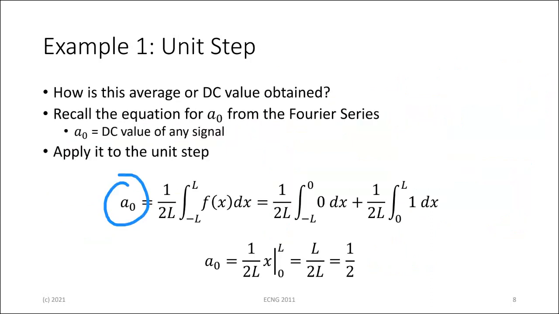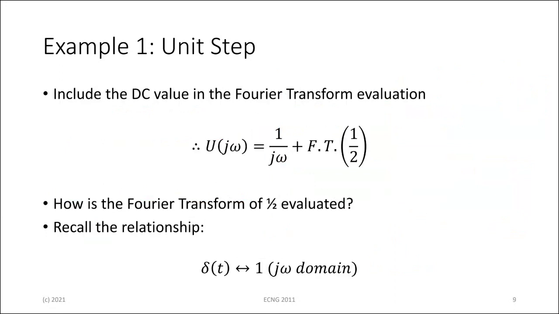So the answer that we're looking for is that the Fourier transform of the unit step is 1 over j omega, which is the part that we derived from the Laplace transform. And we have to add, because there's a DC component to it, the Fourier transform of a half, because it has a half volt or half unit, whatever it is, in time. So that is the complete answer there. The issue now is, what is the Fourier transform of a half?